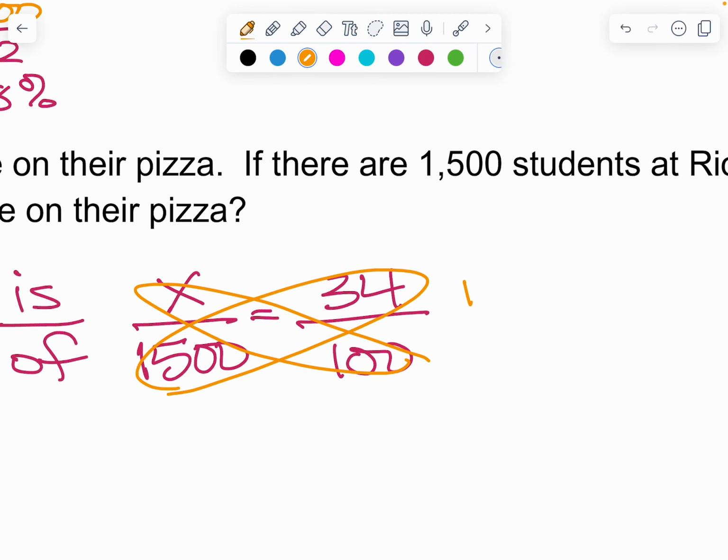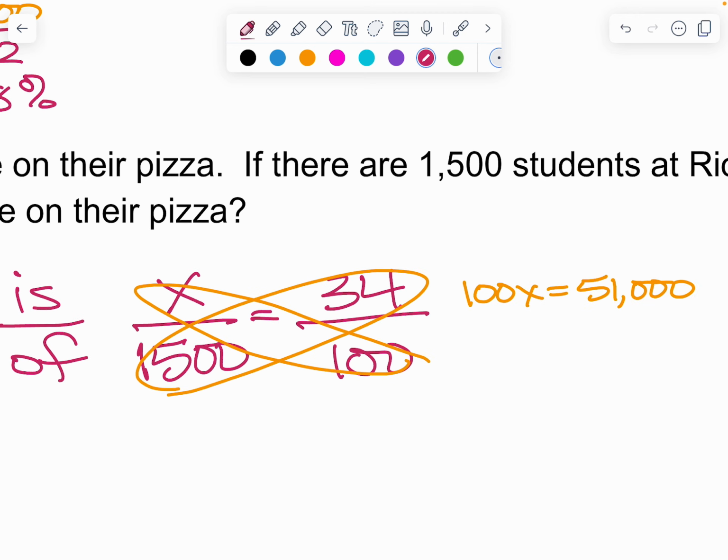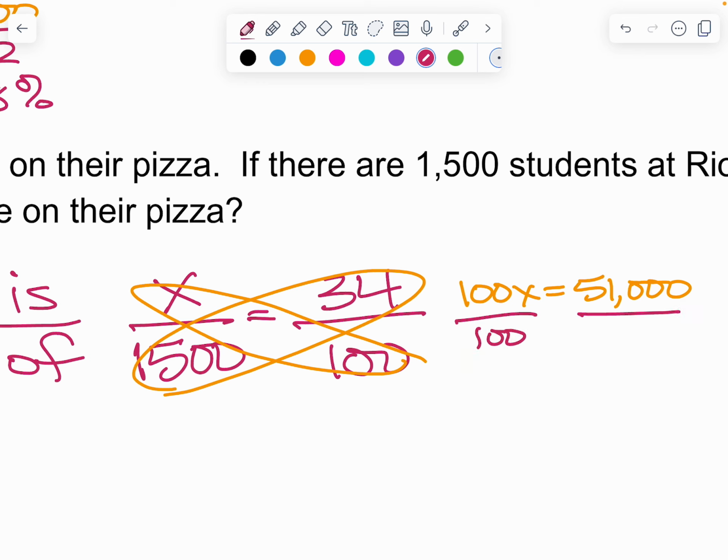I'm getting 100x equals, oh my gosh, a big number. There we go. I'm going to divide by 100. Divide by 100. X equals 510. Look at that. I have 510 students.